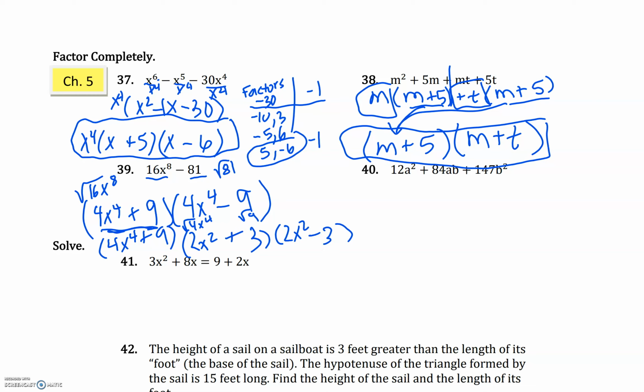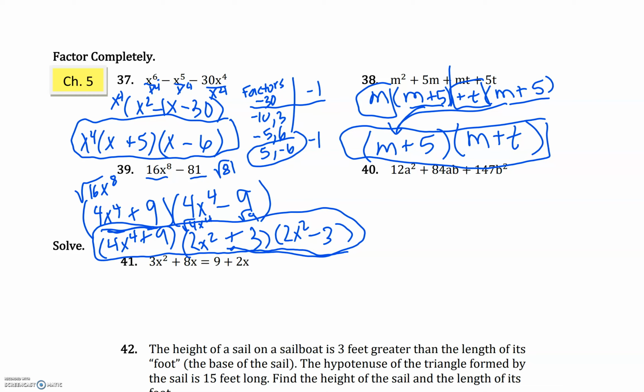Now I'll check again. I already know the first parentheses is prime because I'm done with that one. I know this one's prime because it's positive next to it. And my last one, because they are not perfect squares, right? The square root of 2 is not a whole number. Same thing with 3. I know that I'm done. You gotta keep factoring until you can't factor anymore.